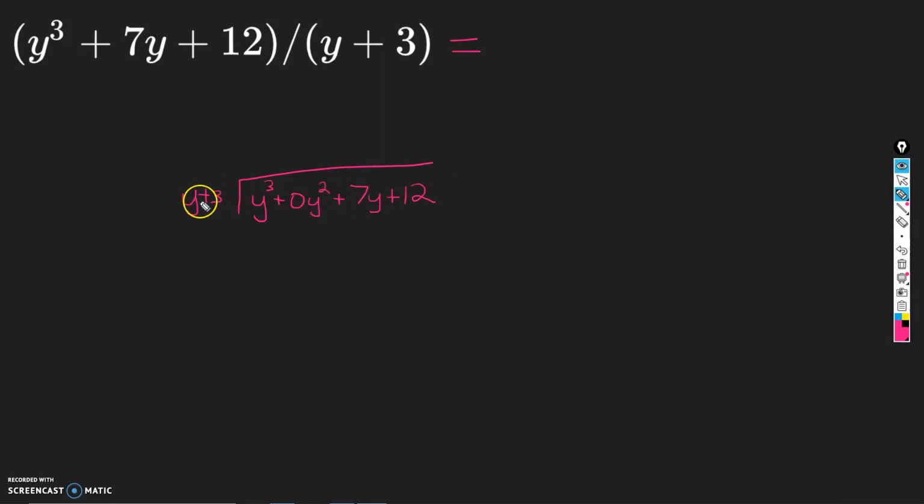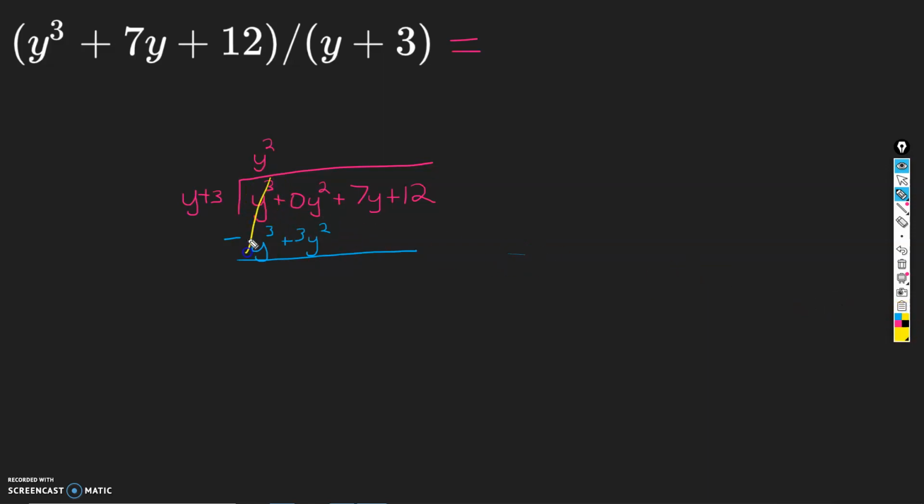Okay, same thing. How many times does y go into y cubed? Well, it'll go in y squared times, because y squared times y will give me y cubed. So y squared times y gives me y cubed. Y squared times 3 gives me positive 3y squared. Okay, and now we subtract.